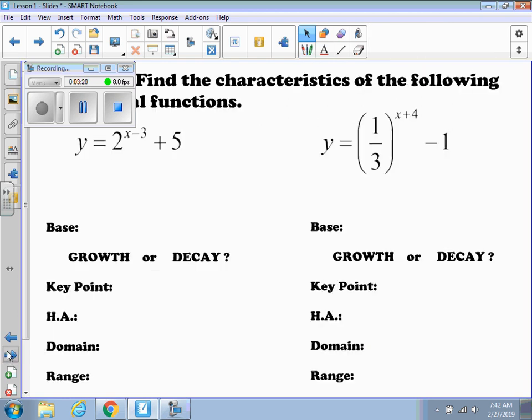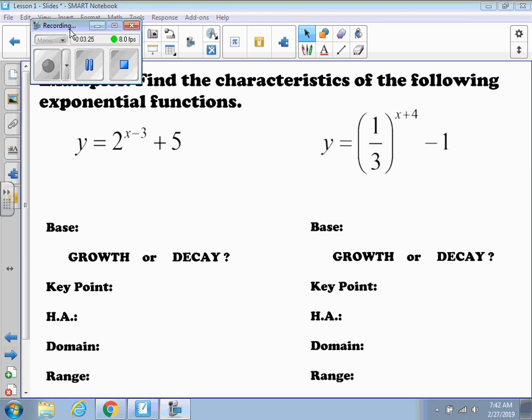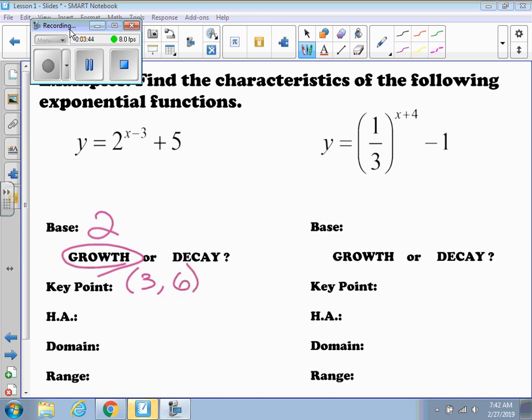So let's look at some examples here. First things first, we have y equals 2 to the x minus 3 plus 5. The base there is 2, which of course is greater than 1, so that's an example of exponential growth. Our key point is going to be at h, comma, k plus 1. Our h value is 3, our k is 5, add 1, you get 6. So our horizontal asymptote is at k, so it's y equals 5. The domain is going to go from negative infinity to positive infinity, and the range is going to go from k, or 5, to infinity.